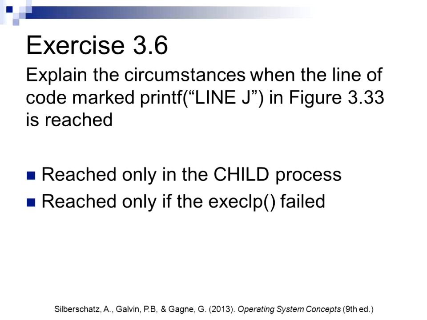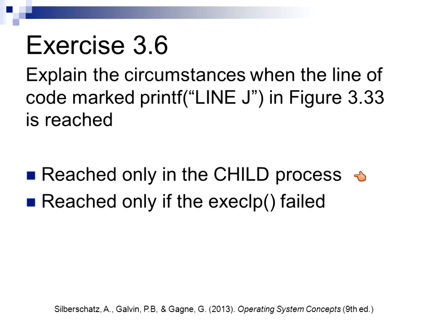The next exercise was to explain the circumstances when the line in the code marked printf line J was reached. This was a fork and exec example, and your book actually went through a fork and exec example, so all you had to do is follow along with that and realize what was going on. Plus the code had comments in it that could help you. The important point was to realize that printf line J would only be reached in the child process, because that was in the part of the code where I was looking at the process ID and realizing it was a child process.